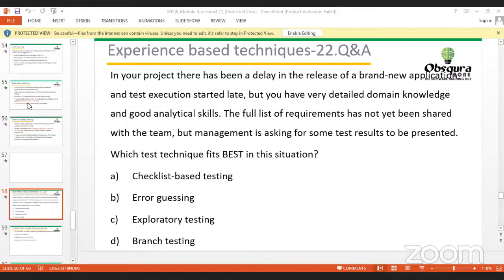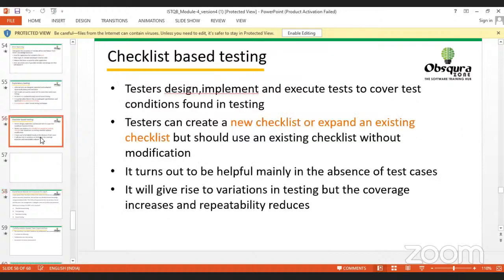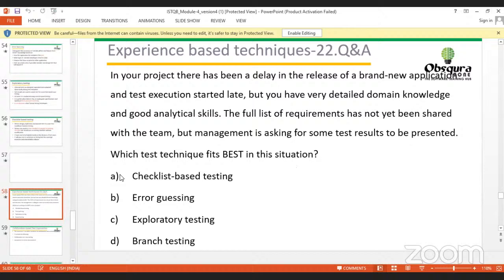Checklist-based testing. We have here a sentence mentioned like the full list of requirements has not yet been shared. So requirements not yet being shared means we can't create a checklist. Requirements should be shared first, and then only we can go for checklist-based testing. So here we go for exploratory testing. Okay. Is it clear?